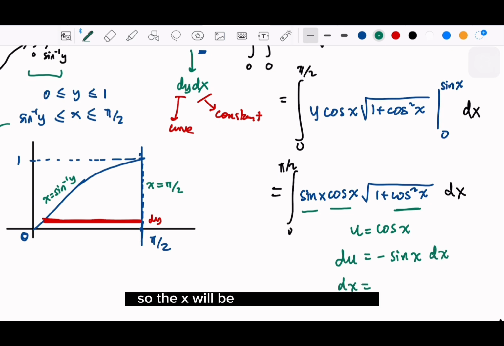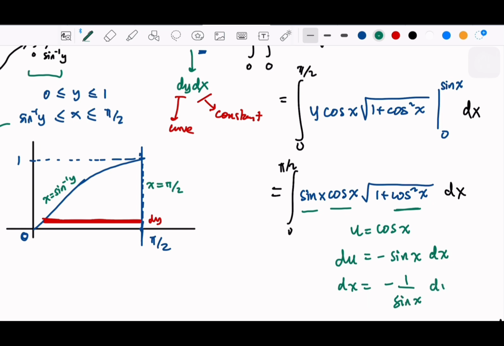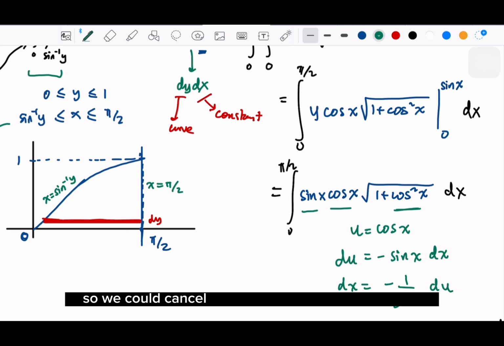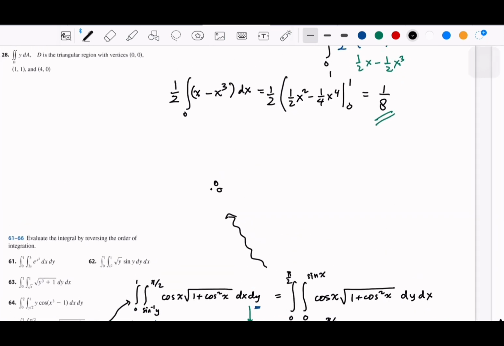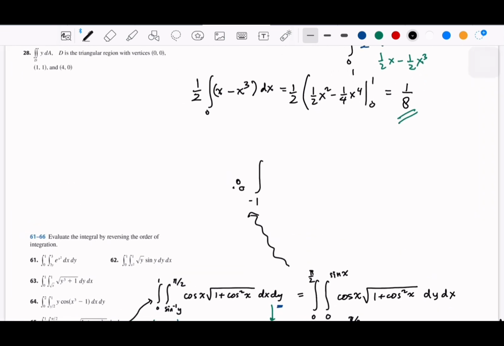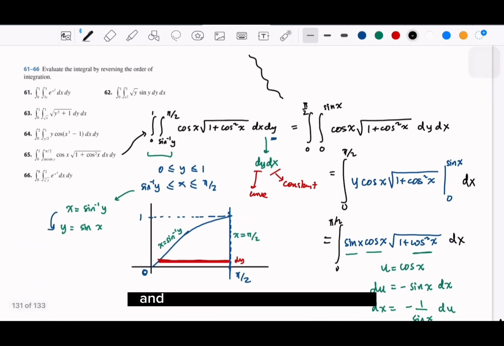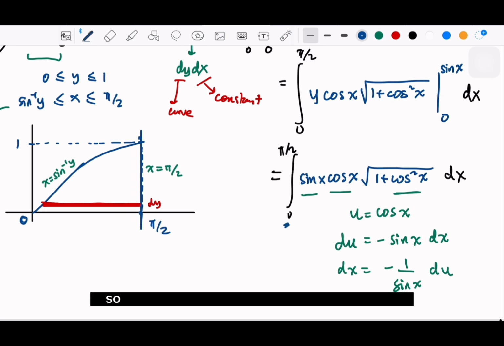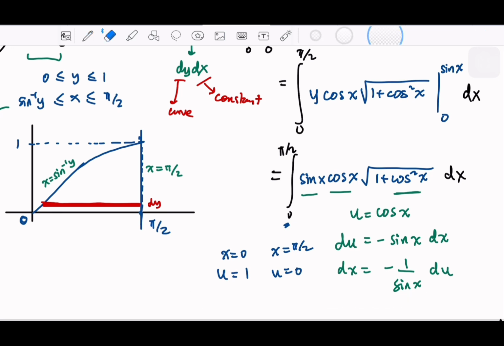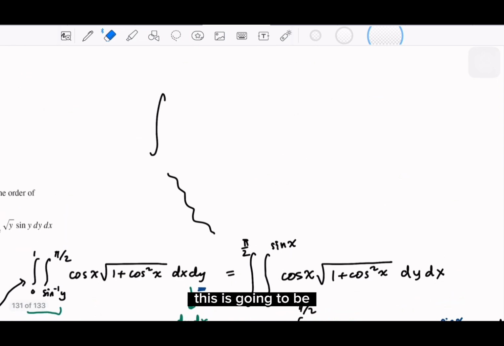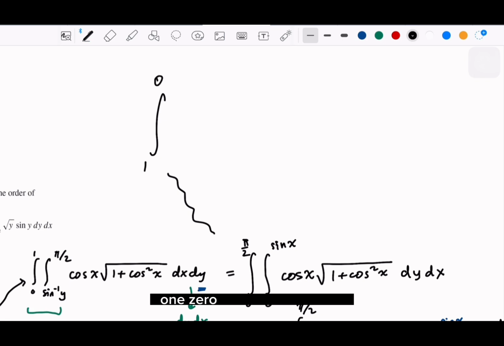So dx will be negative 1 over sine x du. So we could cancel this sine x and add negative. I think I will write here. And then don't forget that this is x, right? So when x equals 0, u is cosine 0, which is 1, and when x is pi over 2, u is 0. So we are going to start from 1 to 0 for u, because of the endpoints. So endpoints, this is going to be 1, 0.